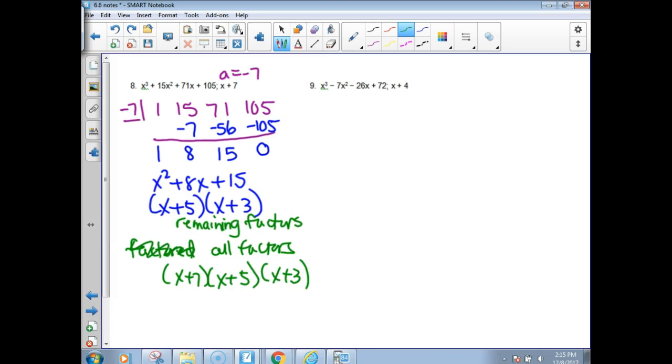Now you should also know something else about these. These factors tell you what? What would it be for the graph? All those x-intercepts: -7, -5, and -3.